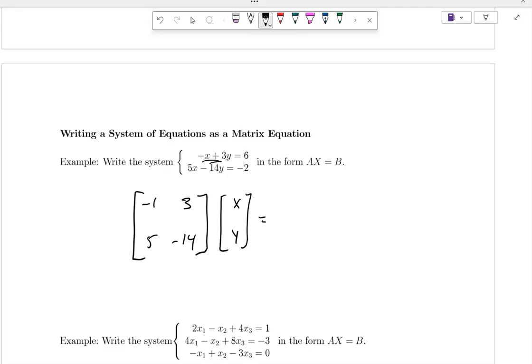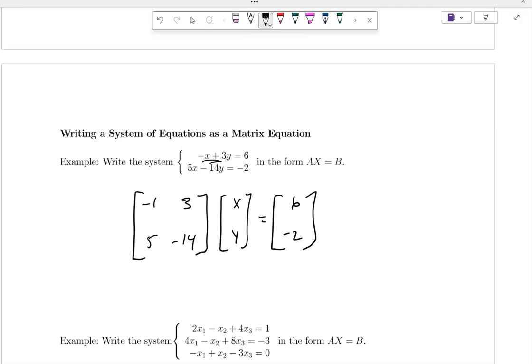Well, first let me ask you this. When I do that product, what size matrix should you end up with? When we get done, what size matrix do you end up with? A 2 by 1, right? So on the right-hand side, there better be a 2 by 1 matrix, right? What numbers do you think should go in there? 6 and negative 2. Good.